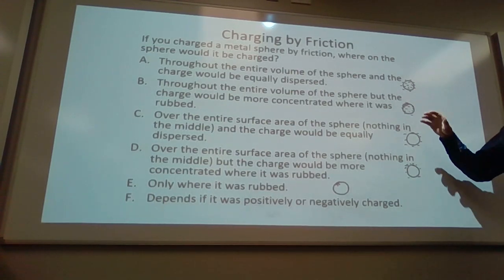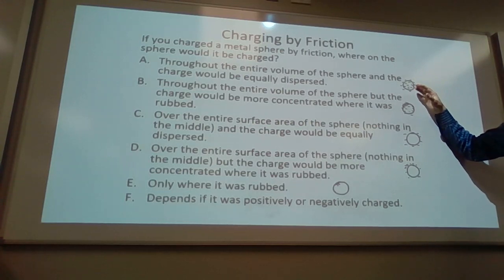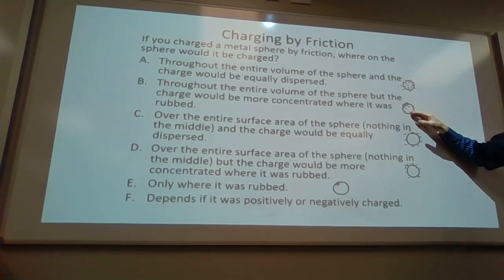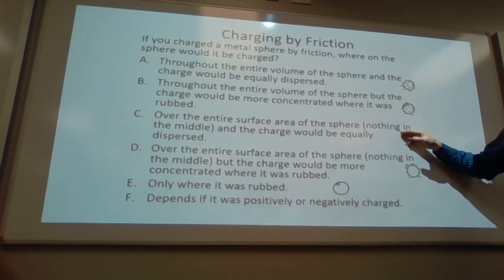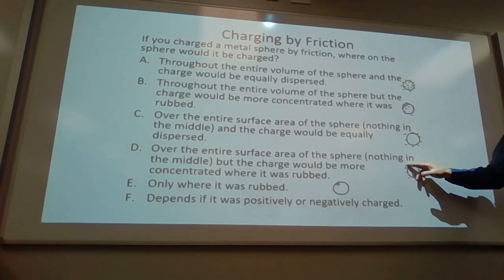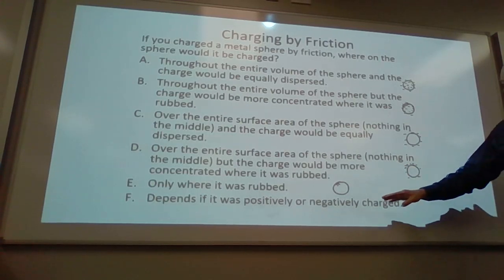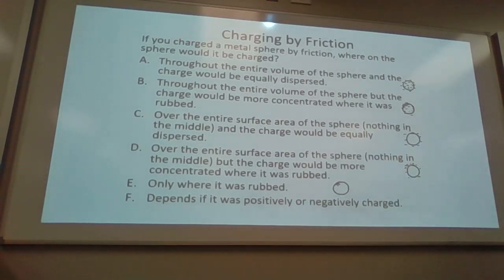How will the electrons arrange themselves on this ball of metal? Will the electrons disperse throughout the entire volume of the sphere? Will it go through the entire volume but be more concentrated where you rubbed it? Will the electrons only be on the outer surface but equally spread out? Will they be only on the outer surface but more concentrated where you rubbed it? Or will it just be where you rubbed it?